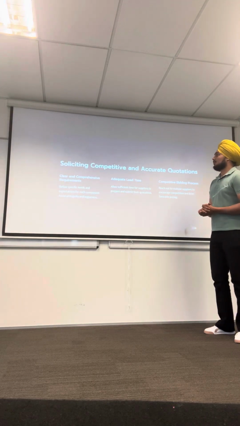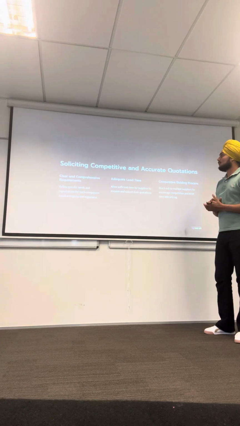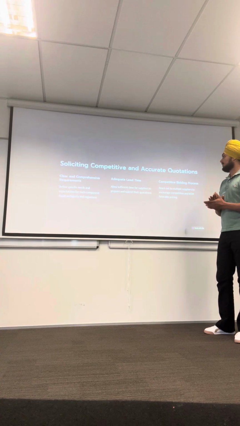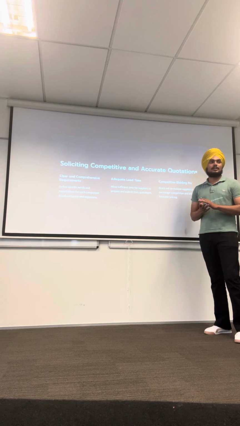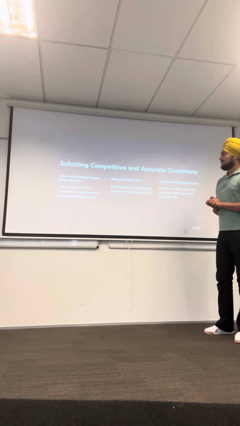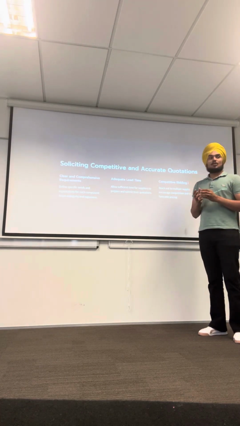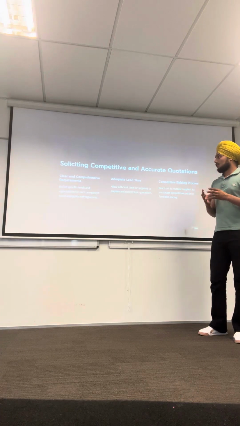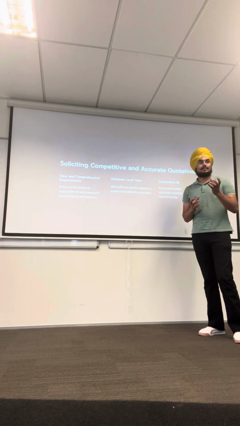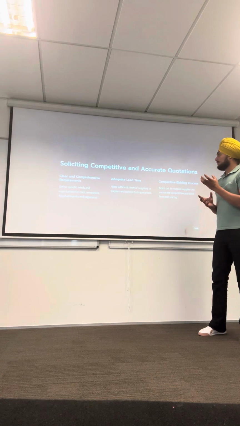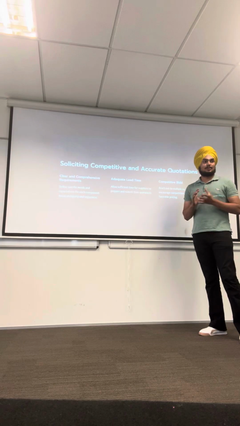First, I am going to talk about soliciting competitive and accurate quotations. For this, the first step is to give clear and comprehensive requirements. Clear and comprehensive requirements define the specific needs and expectations of each component. We also avoid ambiguity and vagueness. Ambiguity means puzzlement; if the supplier is puzzled, we have to avoid that.